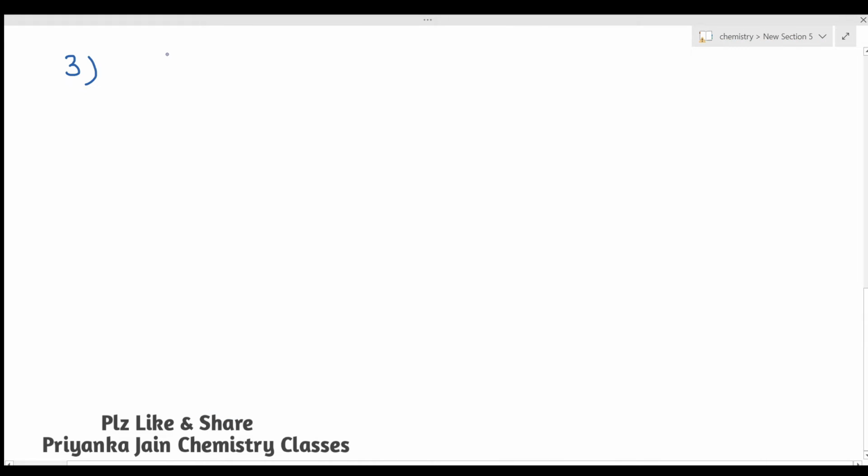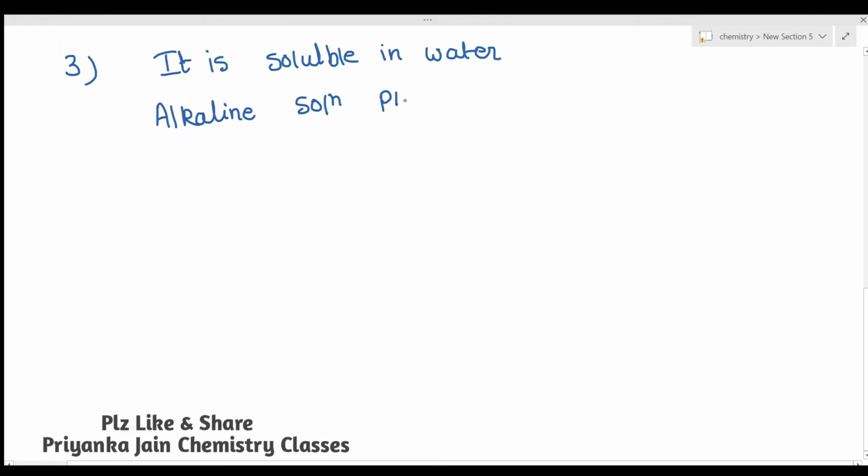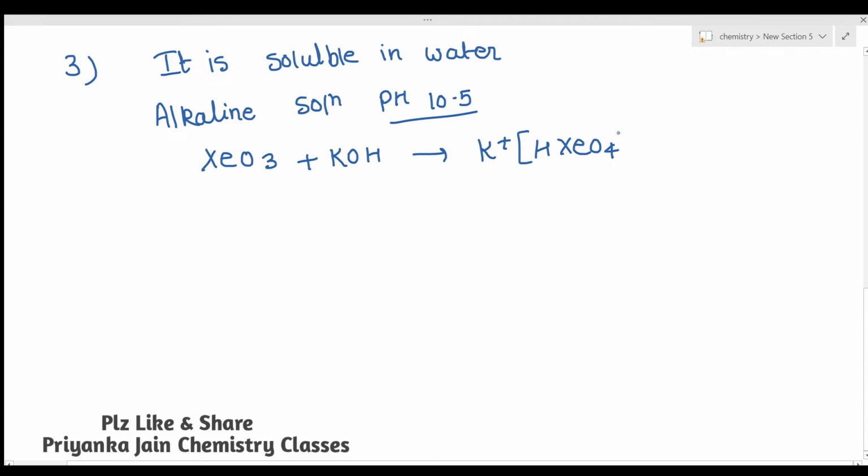Third property is that it is soluble in water, but it does not ionize. However, in alkaline solution, with pH near 10.5, it forms the xenate ions. How is it hydrolyzed? XeO3 reacts with KOH and forms K+ HXeO4- ion. This is called potassium xenate. Here this xenate ion contains xenon in the +6 oxidation state.